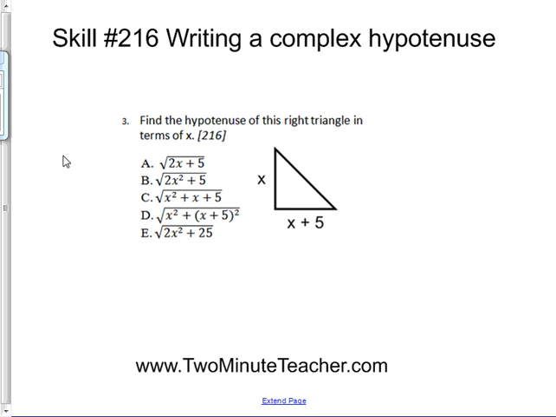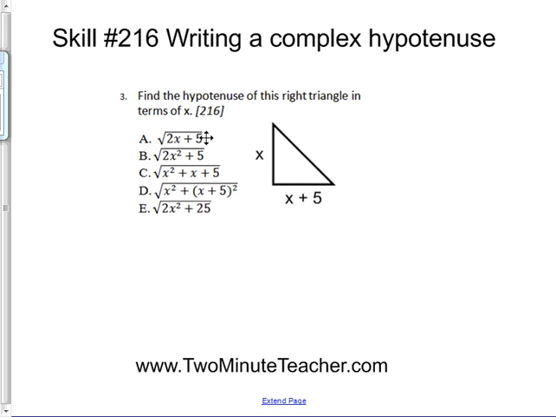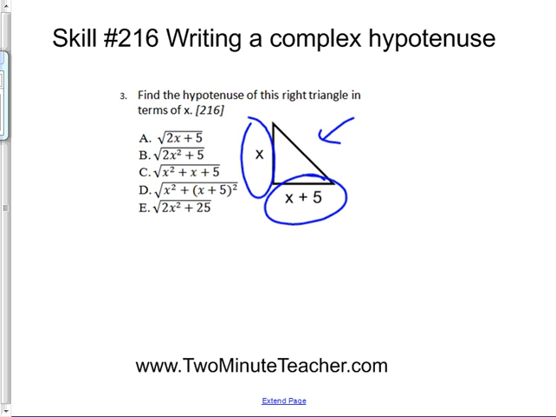Okay, skill 216. If you're going to write out a complex hypotenuse, what you're trying to do here is use the Pythagorean theorem, and instead of actually figuring out the exact answer, you have to use variables in your answer. Okay? So if you want to write the equation for that right there, you have to start with what we know, which is a squared plus b squared equals c squared.